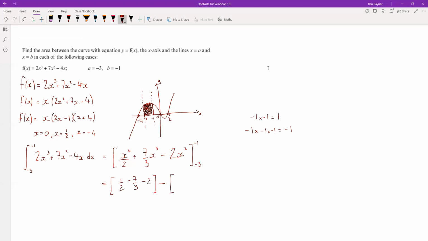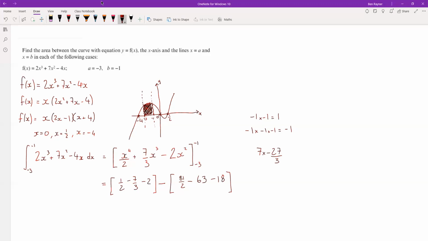Minus. Our next job is -3. You don't need to do all this in your head like I'm trying to do. So -3 to the power of 4 is 81 over 2. -3 cubed is going to be -27. So I'm going to get 7 times -27 here. But then I'm dividing by 3, so I'm actually going to do that first. 27 over 3 is 9. 9 times 7 is 63. So it's going to be -63. So I'm just trying to do all of that a bit faster. -3 squared is 9. 9 times 2 is 18. So it's going to be -18. So this is when I put -1 in. This is when I put -3 in.